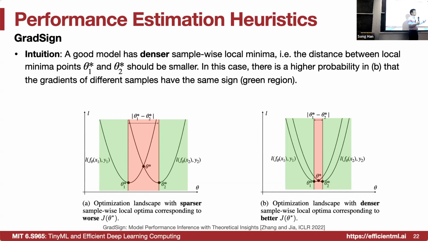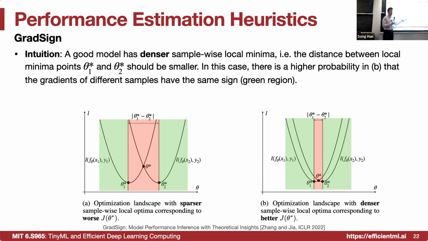The region is very narrow on these green parts. No matter if it's the loss function with respect to fx1 versus fx2, they are both in the same direction with respect to the gradient. Similarly for this green region, they are both in the same direction. So in this situation, a good model has denser sample-wise local minima. The distance between the local minima points, theta 1 and theta 2, should be smaller.